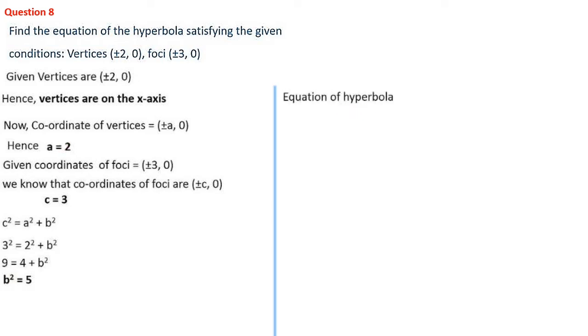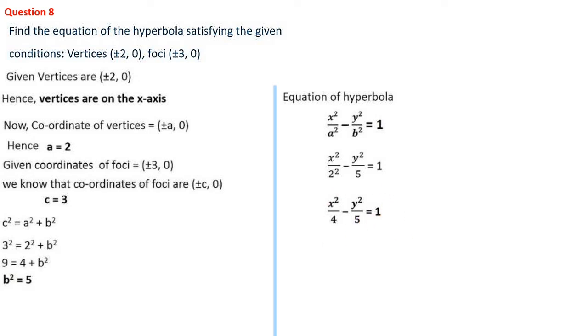Now we are having both a and b, we can go for writing the equation of the hyperbola. Equation of the hyperbola we have discussed before. The axis, that is very important, the axis is x-axis. So the equation starts with x square by a square minus y square by b square equal to 1. So x square by a square is 2 square 4 minus y square by b square is 5. So x square by 2 square minus y square by 5 is equal to 1. That will be x square by 4 minus y square by 5 is equal to 1. So this is the required equation.